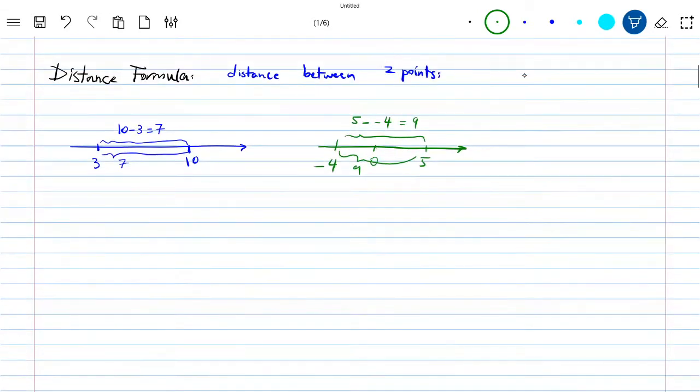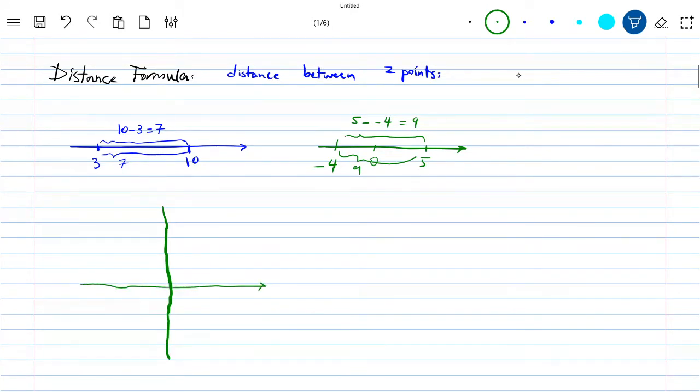What if we have the distance between 2 points in 2 dimensions? Sorry, let me fix this. Maybe draw a better line. I cannot draw a straight line.